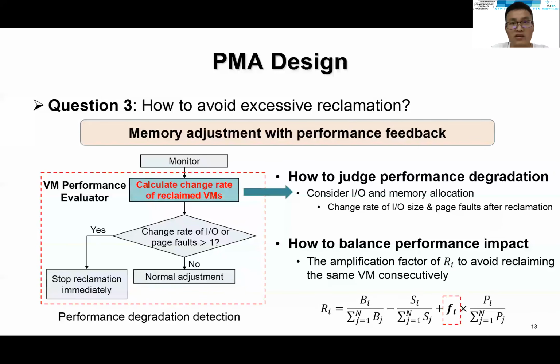For the third question, our main idea is to use performance feedback to avoid excessive reclamation. To judge performance degradation, we use the change rate of I/O size and page faults to evaluate performance loss. A high page fault rate and an I/O size surge mean that previous reclamations incurred memory shortage. We had better stop reclaiming memory from these VMs. To balance VM performance impact, we add an amplification factor in I to avoid continuously reclaiming memory from VMs that have experienced performance degradation.